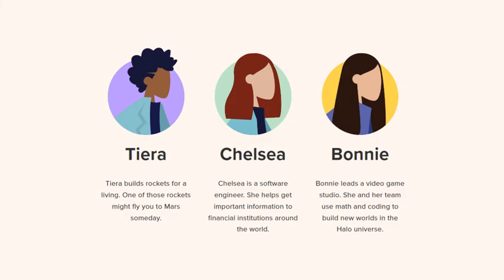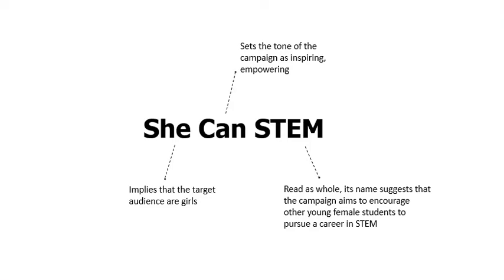If that is their objective, what did they do to accomplish that? In their campaign site, they featured several stories of women who had success in the STEM field. For example, Sierra builds rockets for a living. Chelsea is a software engineer. Bonnie leads a video game studio. If we click on the icons, we will be able to read the full stories and see the pictures of them at work. But going back to the campaign name, She Can STEM.